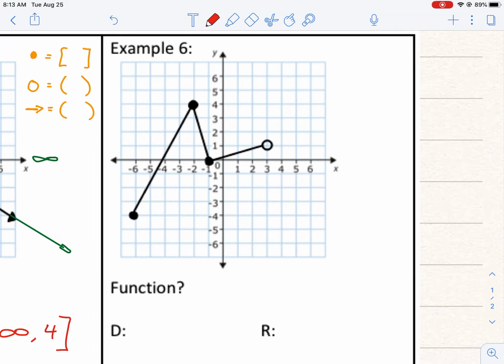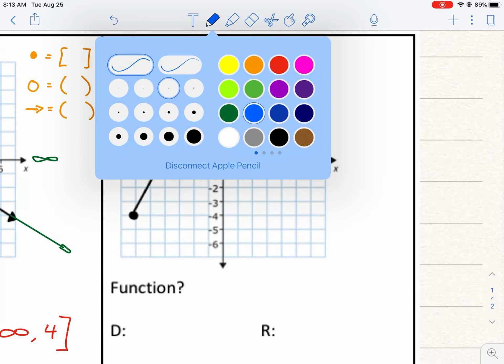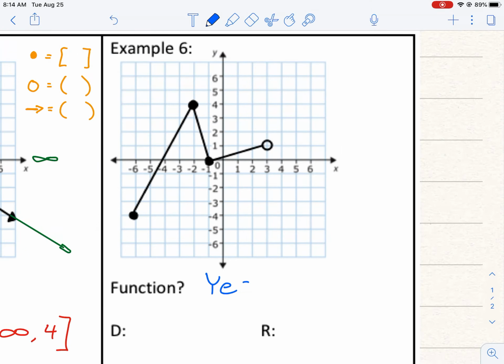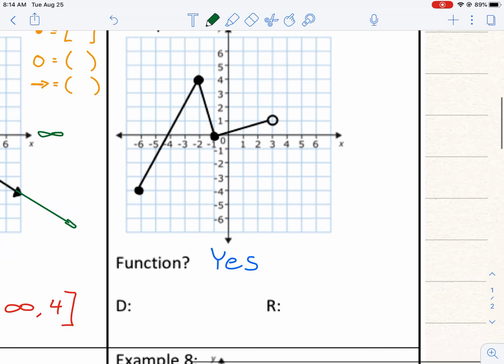This next example is 6. This one I think is a little bit easier because there's no arrows at the end here. So first, function yes or no. This is definitely a yes because, again, vertical line test, it hits it only once each time. So my domain, farthest left point is over here at -6. My farthest right point is here at a positive 3. Negative 6 was a closed dot, so that's a bracket. And positive 3 was an open circle, so that is a parenthesis.